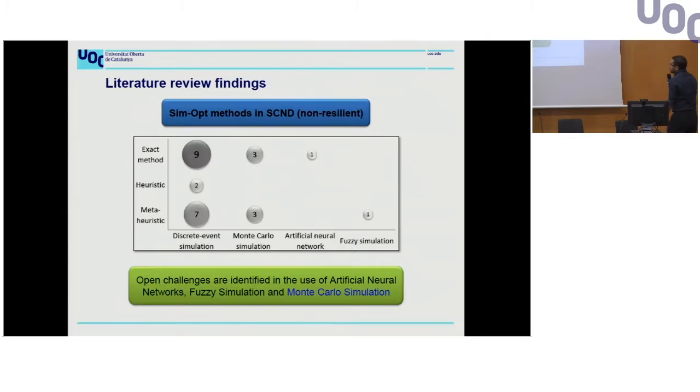We also looked for, as I said before, simulation optimization methods in general supply chain network design, not necessarily resilient. In the X, yes, in the horizontal, we can see simulation approaches, and in the vertical, we can see solution approaches. We can see exact methods, heuristics, or meta-heuristics, and below, discrete event simulation and others. We can see that we have open challenges in using artificial neural networks, fuzzy simulation, and Monte Carlo simulation.